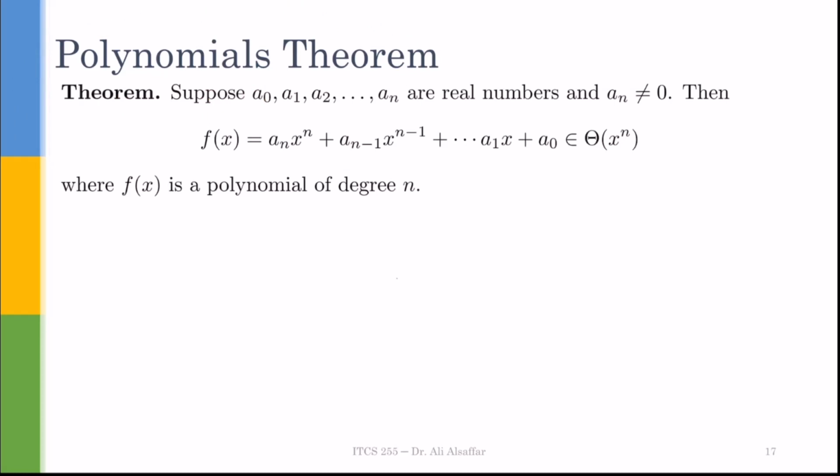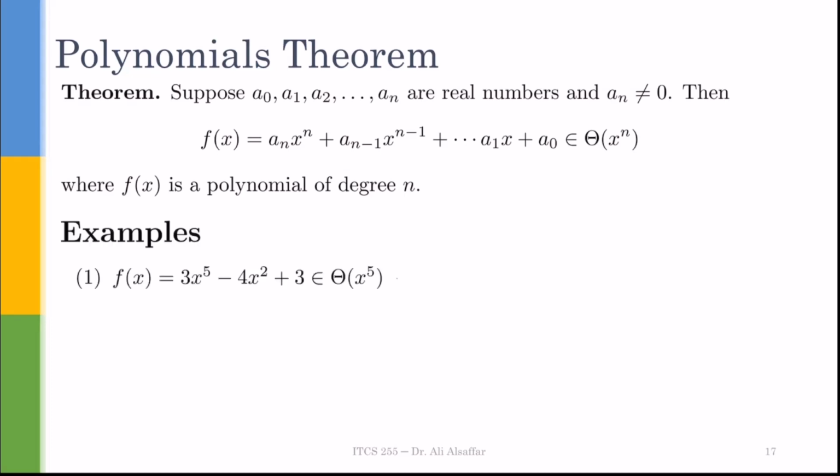The polynomial theorem states that suppose we have real numbers a0 up to an, and an should not be equal to 0, otherwise the degree for the polynomial will change. And imagine we have the following polynomial. Notice that an x of n is the dominant term. It states that for any polynomial of degree n, it belongs to big theta of the dominant term, which is x raised to power n.